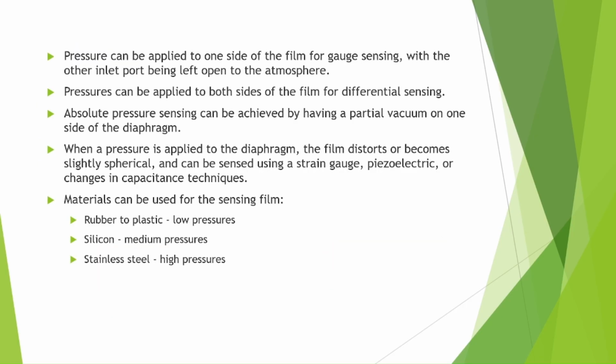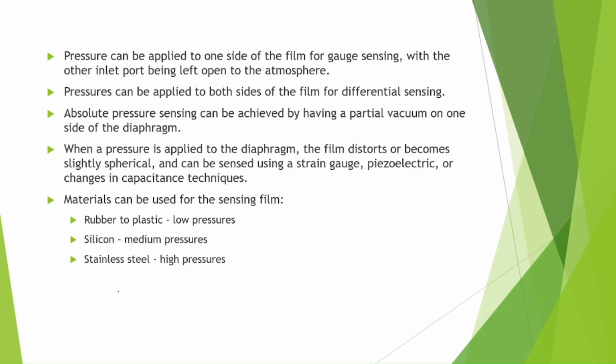The pressure can be applied on one side of the film for gauge sensing, with the other inlet port being left open to the atmosphere. The pressure can also be applied on both sides of the film for differential sensing. This will be measured by using the LVDT, linear variable differential transformer. When the pressure is applied to the diaphragm, the film distorts or becomes slightly spherical and can be sensed by using strain gauge, piezoelectric, or changes in the capacitance techniques.